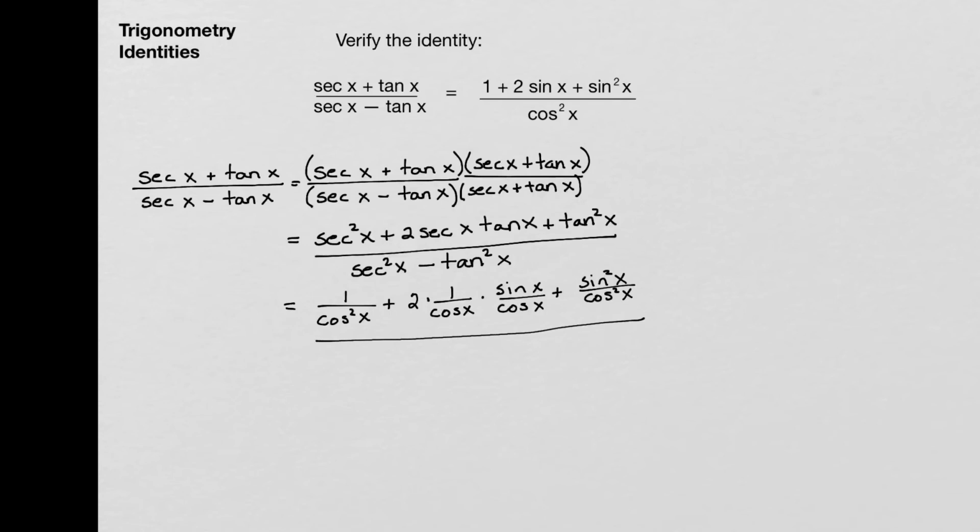And that's all over, in the denominator, secant squared x, which is 1 over cosine squared x. And then that's minus tangent squared x, which is sine squared x over cosine squared x.